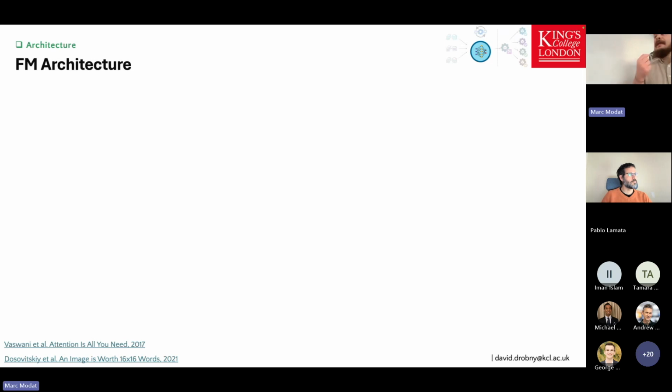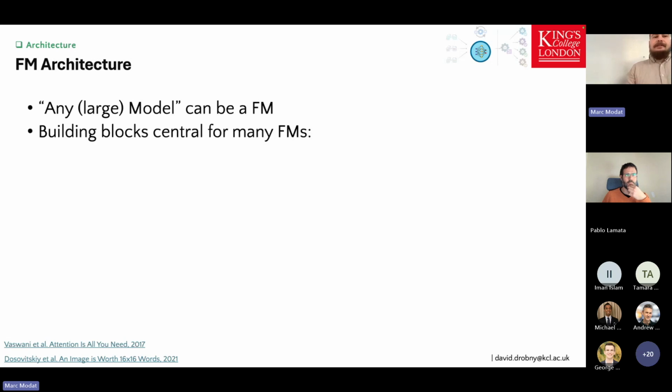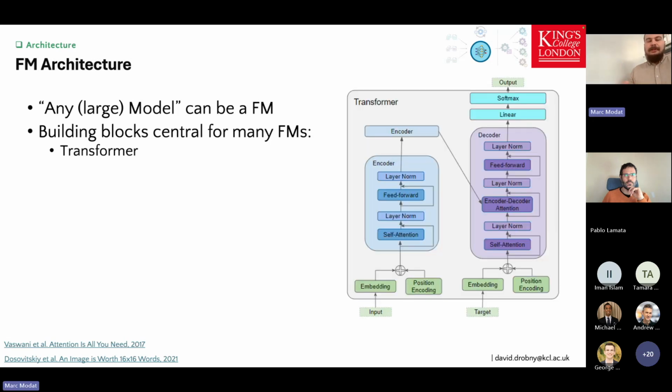So first of all, architecture for foundational models. In theory, any model could be a foundational model, but most important for us is the specific building block, especially the transformers, because they have been fundamental in the development of foundational models. So what is a transformer? I'm not going to go into the nitty-gritties, but just for you to get a bit of a better understanding of what's happening here and why it is important.